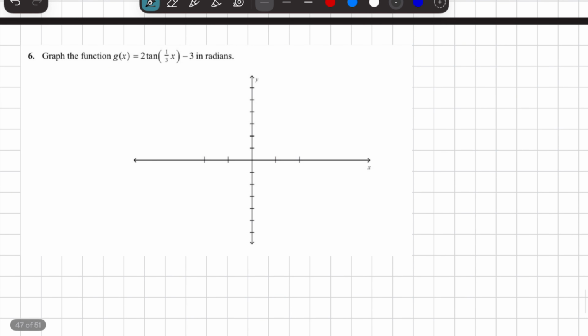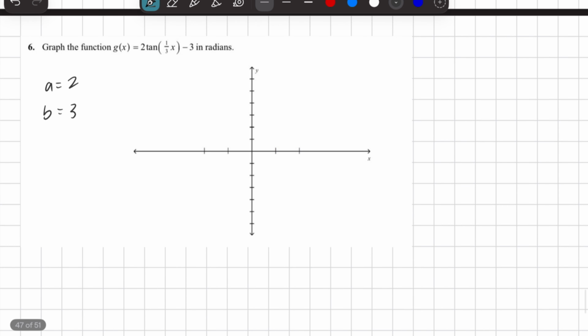Okay, number 6, you can try this one out if you're confident with tan functions. If not, I'm going to give you an example. So let's go ahead and start this. Write out your A equals, B equals. H is 0, so we don't have to write that out. And then K is -3. Okay, let's go ahead and start.